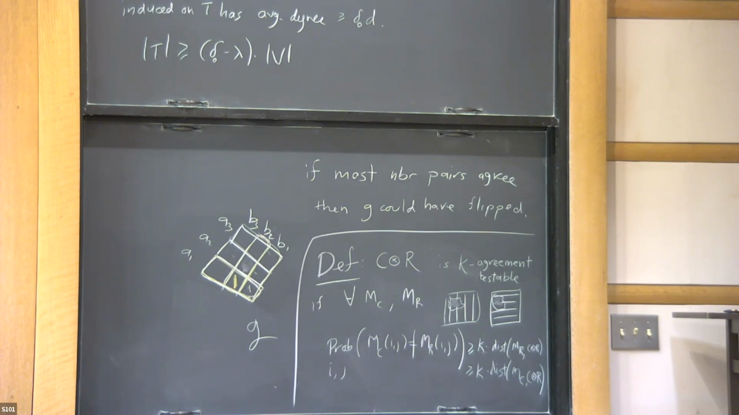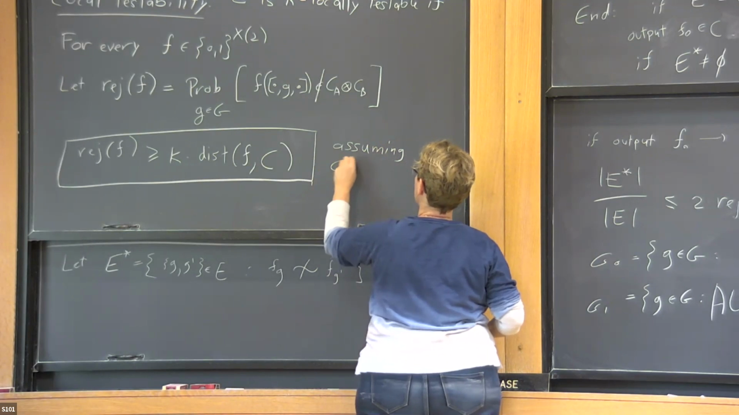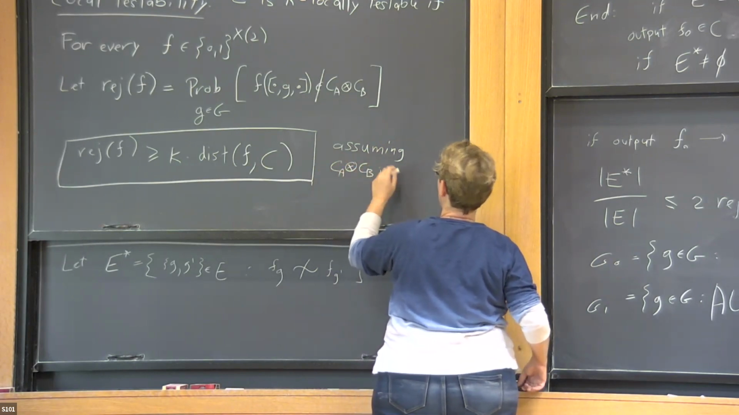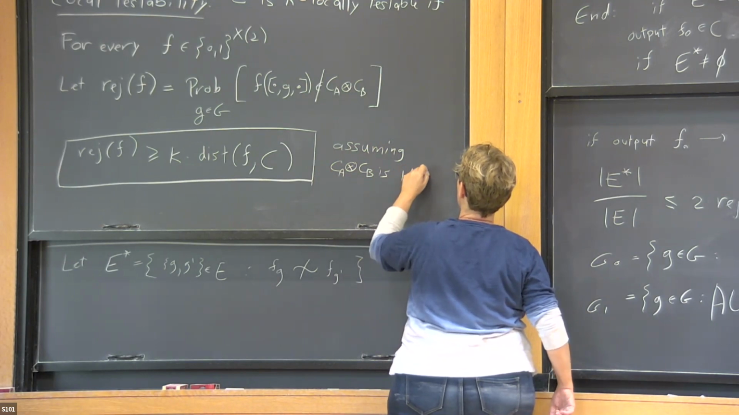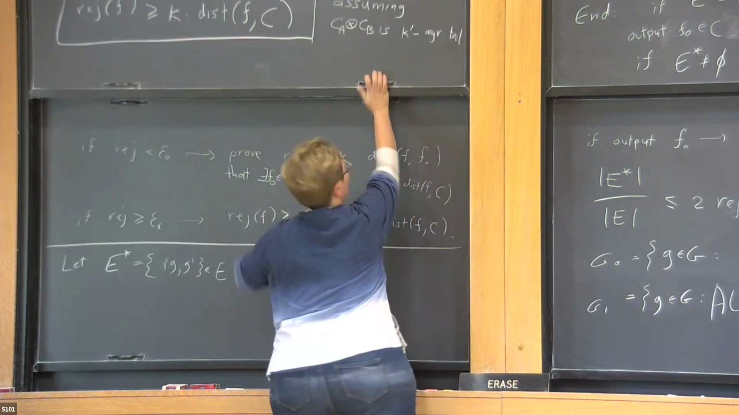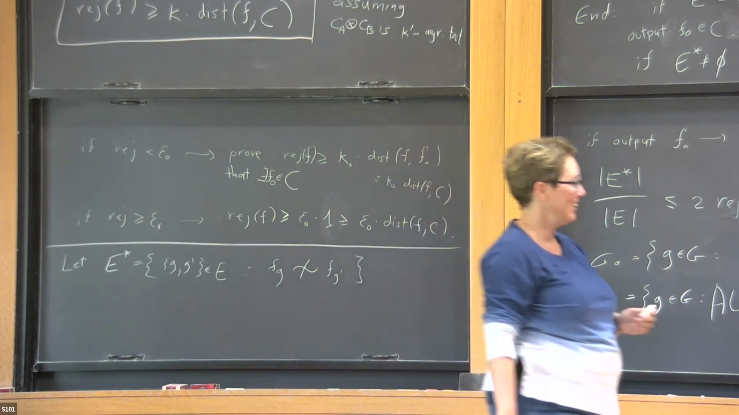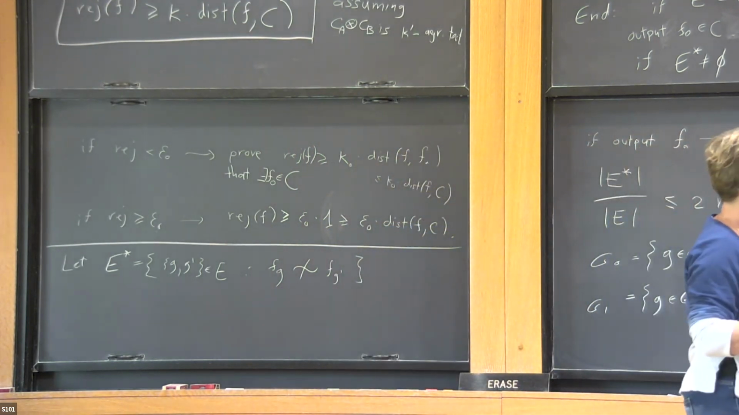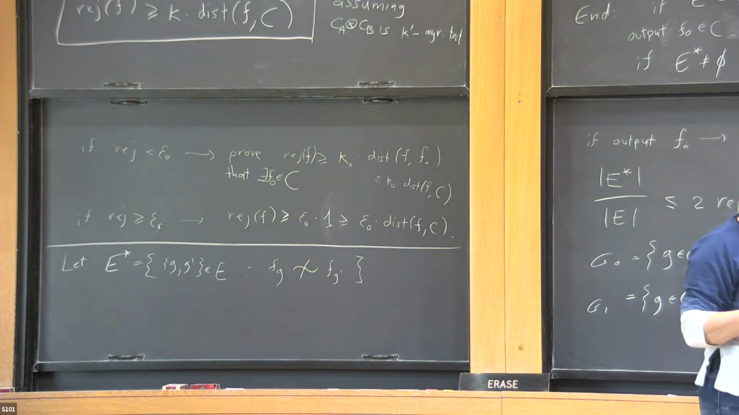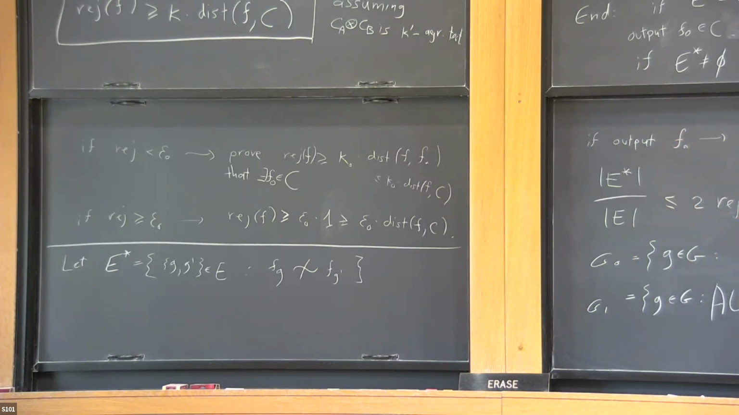We're going to say this is true, assuming CA tensor CB is, I don't know, kappa prime agreement testable. Do you know if the condition is necessary? Can you falsify the lemma with other things? I would imagine so, but I'm not sure. Possibly. Okay, so let's go now and finish the analysis.